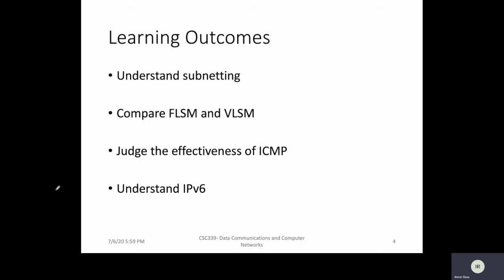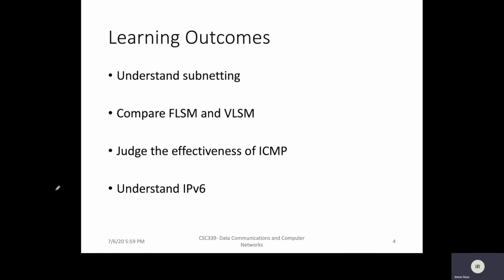The learning outcomes of today's lecture are to understand subnetting and compare fixed length subnet mask with variable length subnet mask, and judge the effectiveness of ICMP, both version 4 and version 6, and then understand the header of IP version 6 and see how we can make a transition from IP version 4 to IP version 6.